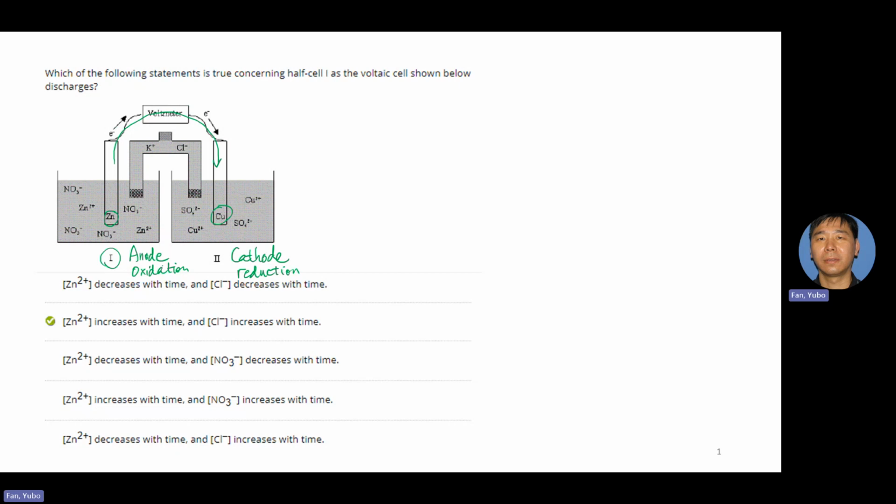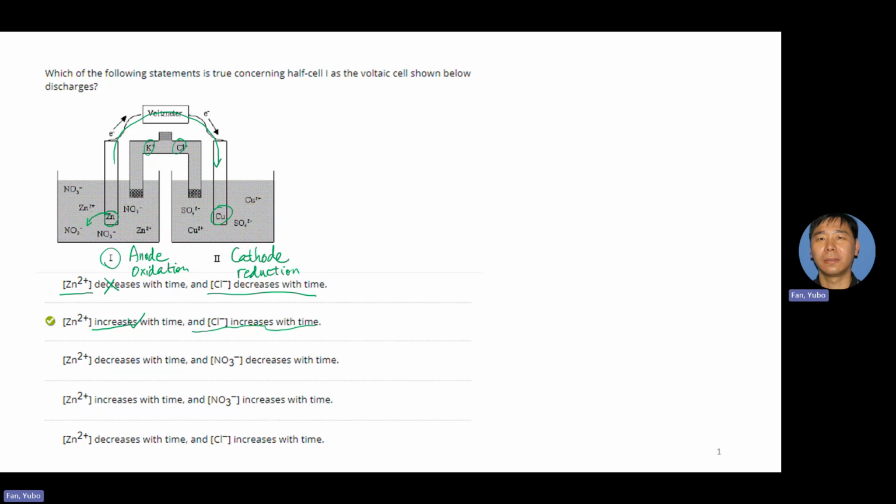Now let's read the options, the choices. Zinc 2 plus decreases with time, and the chloride decreases with time. Zinc will increase because zinc is oxidized. More zinc will enter the solution to form zinc ions, so it should be the opposite. It should increase. Now, the second choice, you see increase. This part is correct. And then chloride increases with time. Chloride is high; we have potassium chloride in the salt bridge.